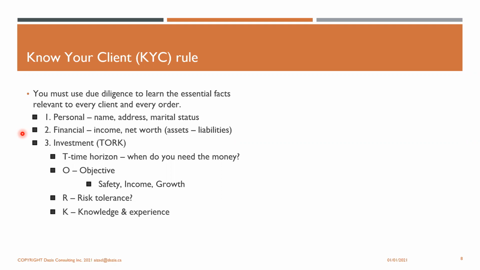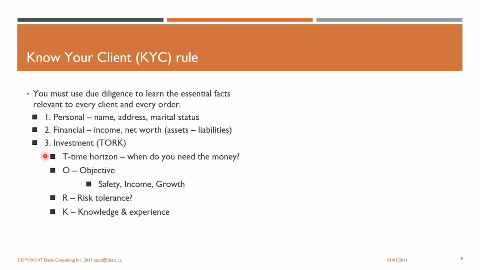What is their investment? So investment aspects, TORK, just a summary you can keep in mind. Four things you need to ask regarding the investment. T is for time horizon, O is objective, R is risk, and K is knowledge and experience. So by T, we mean time horizon, basically when do you need the money?